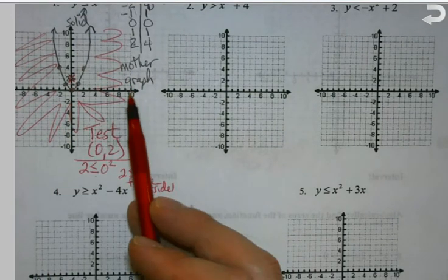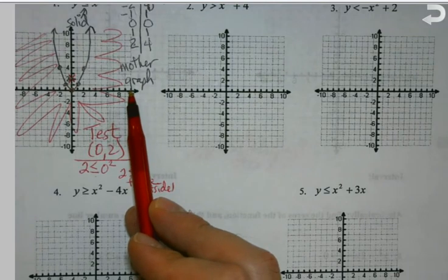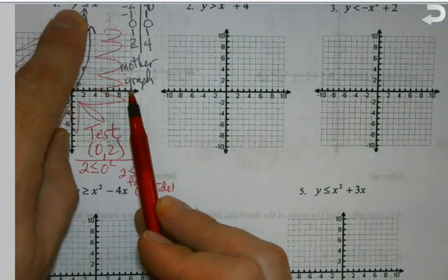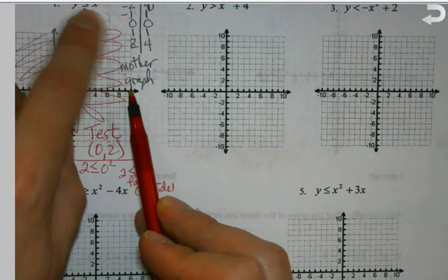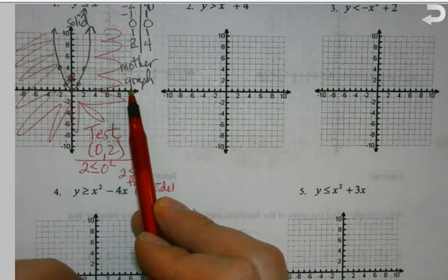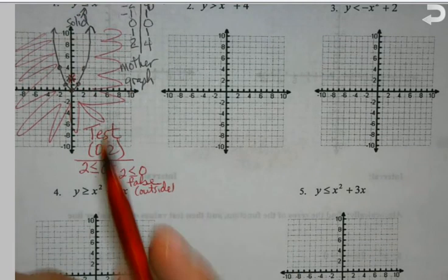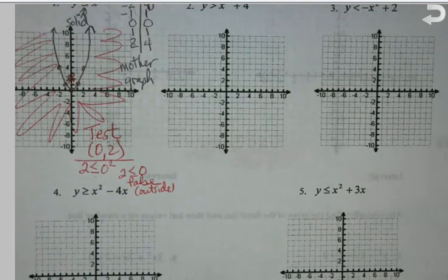So like if I picked 10, 0, I'd plug in the 0 for y, I'd plug in the 10 for x, is 0 less than 100? Yes, it certainly is. So these are where my true statements are going to lie. But that's the easiest way I can think of to make sure that you're shading in the right place.